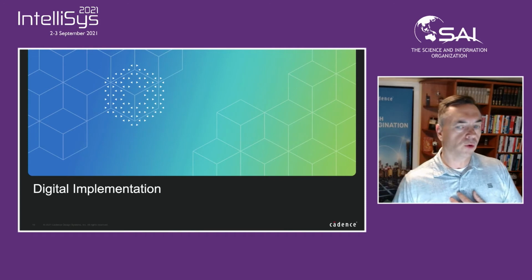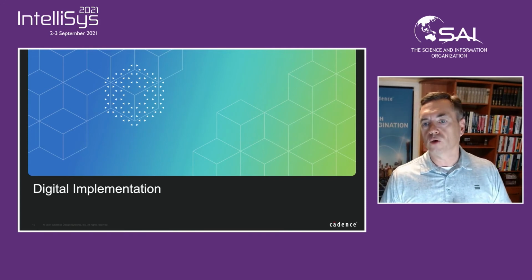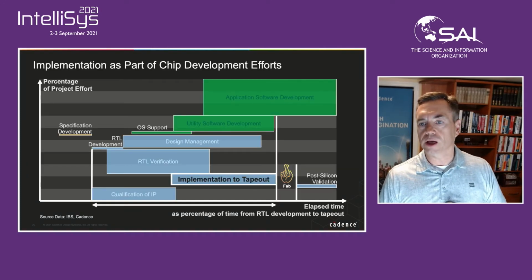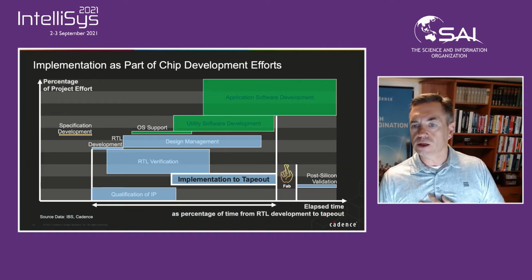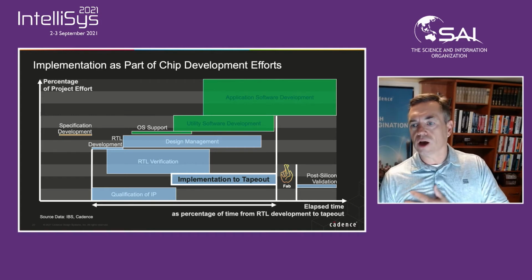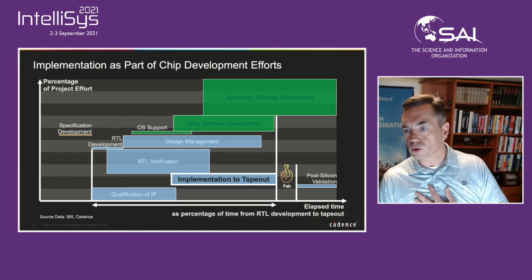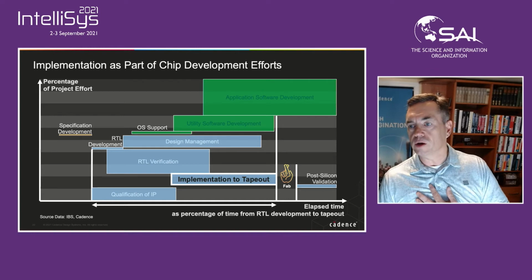So let's go through two examples in the flow. The first one being the digital implementation. And the digital implementation is, if you look into a design flow, this is a timeline which is roughly following the efforts and the timelines of chip development, where you go to what we call a tape out, where you give it to fabrication and you get the silicon back.